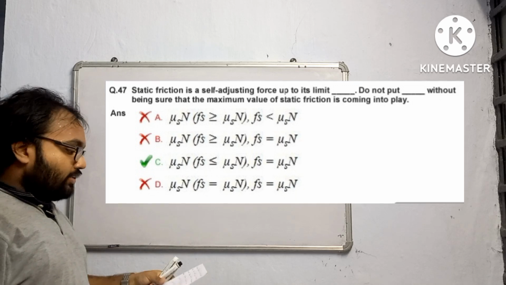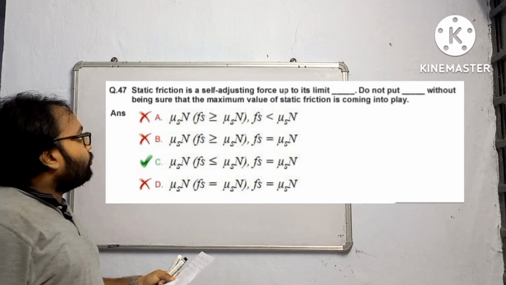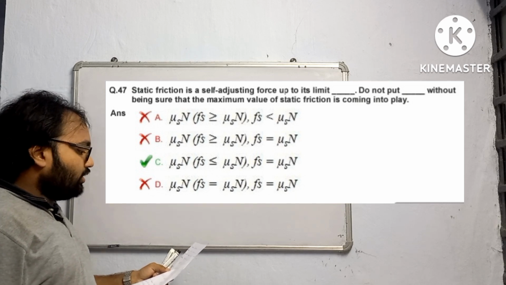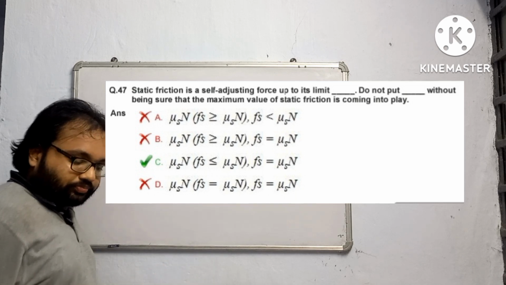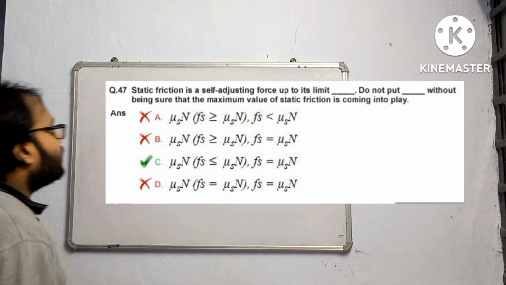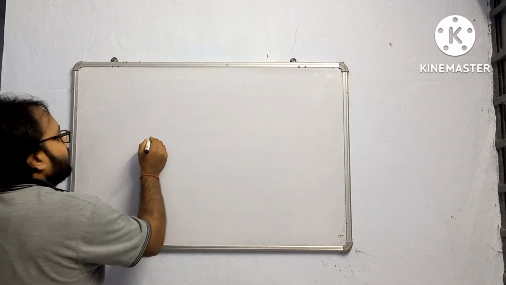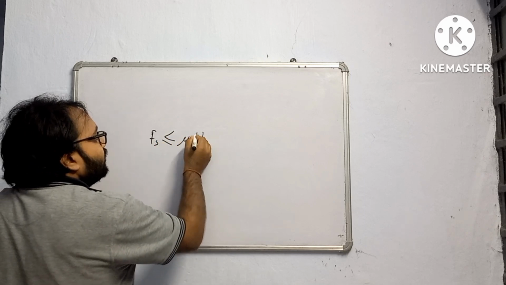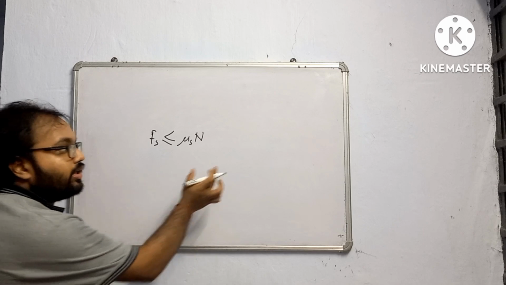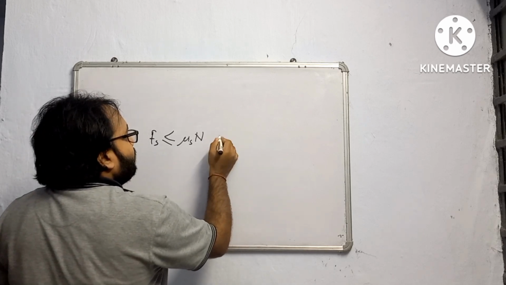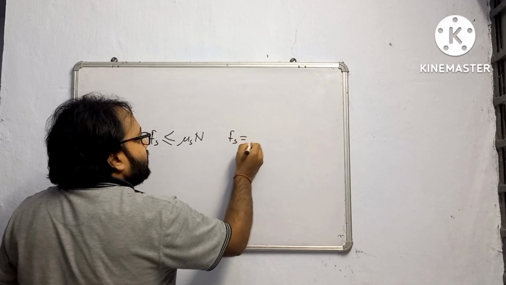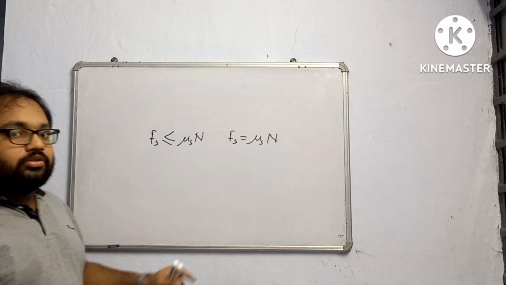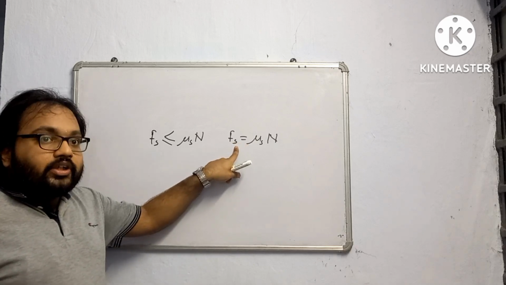Okay, next question. Next question says static friction is a self-adjusting force up to its limit dash. Do not put dash without being sure that the maximum value of static friction is coming into play. Static friction up to limit, the question is asking. We know Fs is less than or equal to mu S N, static friction. And we do not have to put Fs is equal to mu S N. You will never put this without being sure that the static friction is maximum.